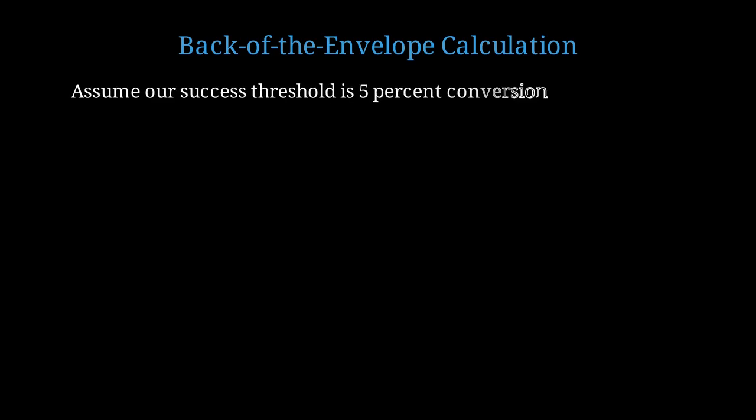Let's assume our success threshold is 5% conversion from landing page visits to paid waitlist signups. This is based on industry benchmarks for B2B SaaS products. To calculate required sample size, we use the formula n equals z alpha over 2 squared times p times 1 minus p divided by e squared, where z is the z-score for our confidence level, p is expected proportion, and e is margin of error. For 95% confidence, z equals 1.96, expected proportion p equals 0.05, margin of error e equals 0.02 or 2%.